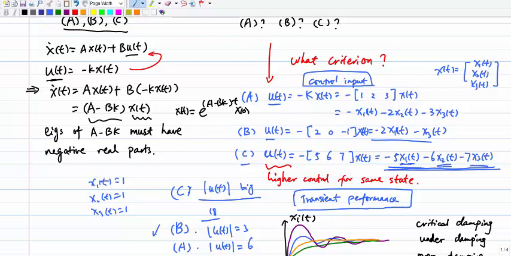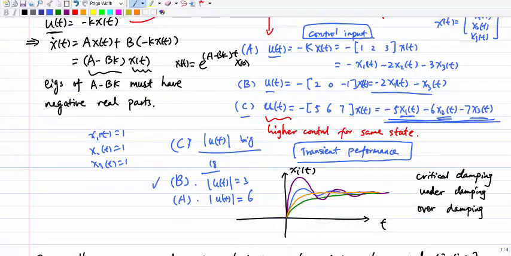So typically B is more desirable in this case, at least from the control input point of view, if you want the control to be small while still guaranteeing that x(t) will go to 0. So B is a good option. This is one criterion people typically use. The other criterion is called transition performance. Even if u(t) is small, for example for B, it could be the case that it takes a much longer time for it to stabilize at a certain value.